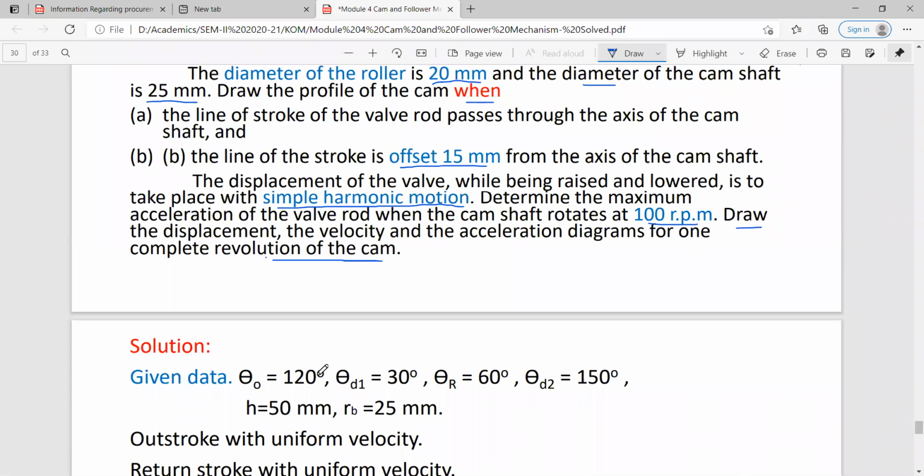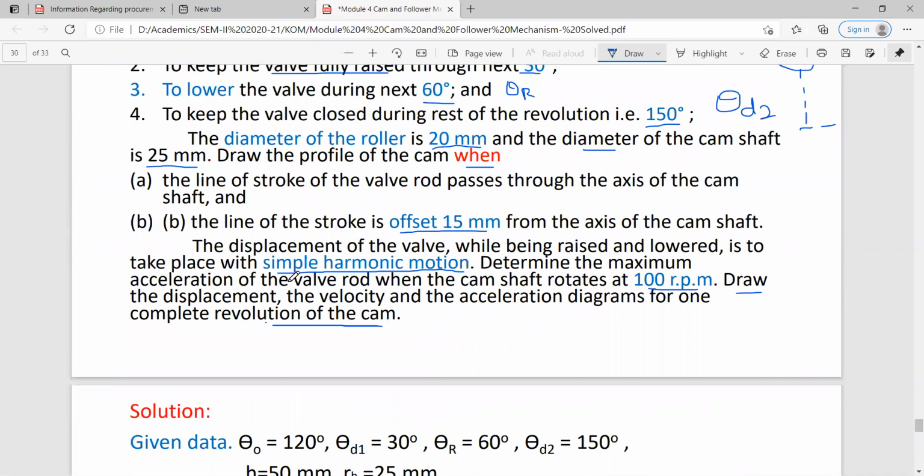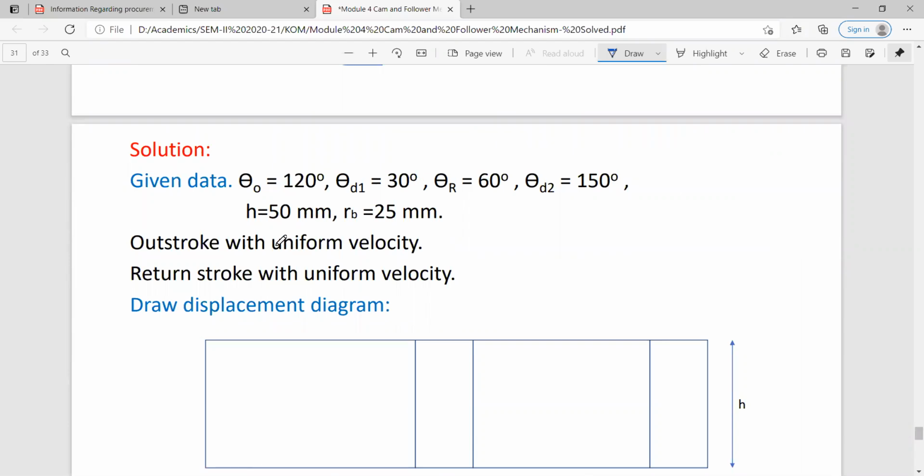120, 30 degree. First it was 60 degree. Okay, it is changed, but here this one is mentioned wrong. What is given, which type of motion is given to us, is simple harmonic motion. The motion which is given to us is simple harmonic motion. Even during rise as well as during return, it is not of uniform velocity. So these are the given data to us.